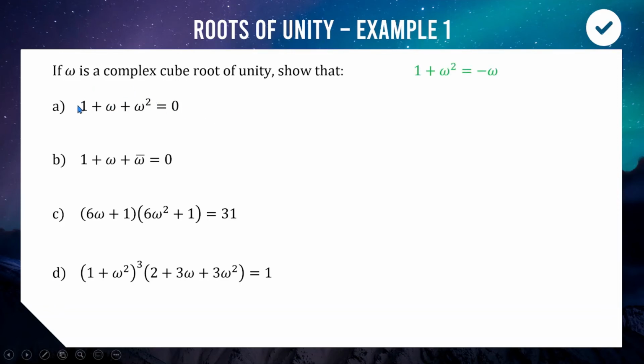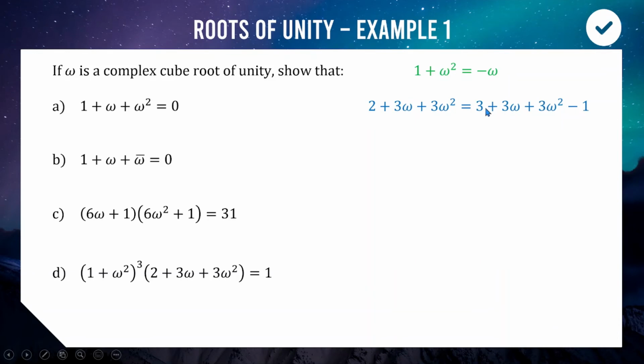We're taking the result from part A, moving the omega across to the right-hand side. So we have 1 plus omega squared is equal to minus omega. That means the inside of this bracket, which is being cubed, we can just write as a negative omega, to make the algebra a bit more tidy. Now for our 2 plus 3 omega plus 3 omega squared, we're once again going to write it in a clever way. We're going to write this 2 as a 3 take away 1. So once again we can factor a 3 out of these three terms.